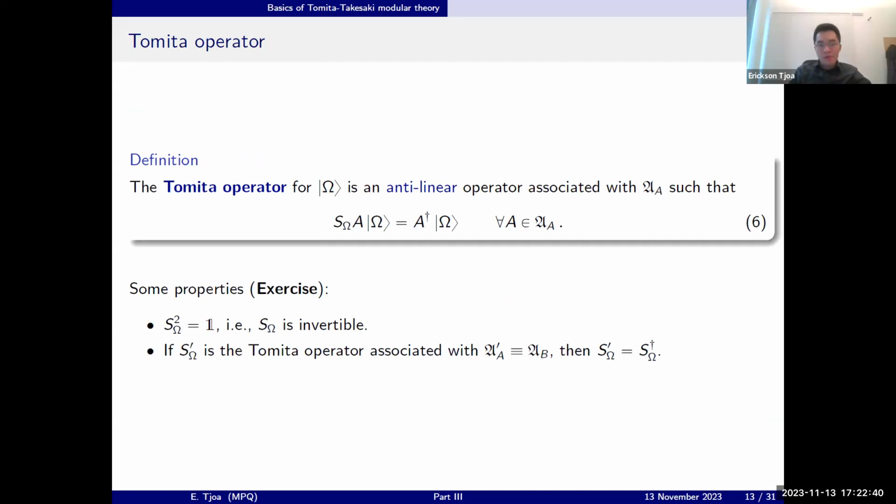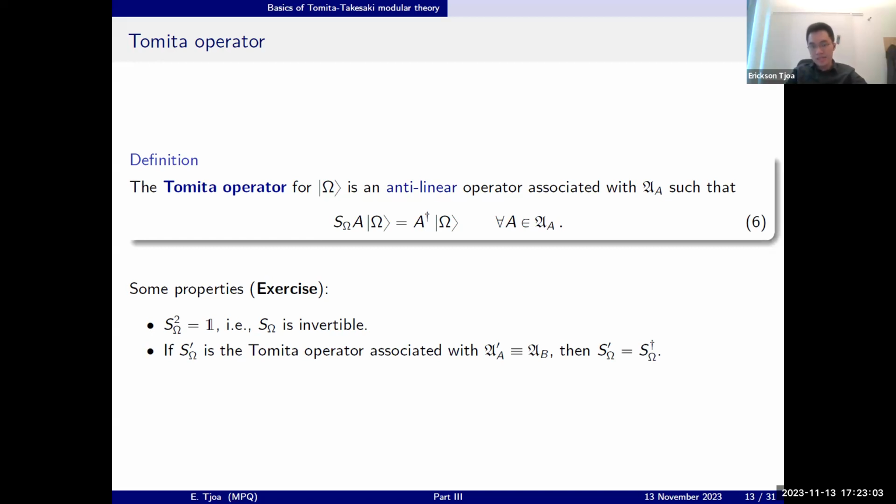And in modular theory, there are several operators. Actually, there are three of them that are important. The first one is the Tomita operator. It is an anti-linear operator associated with an algebra such that it sends an operator to its Hermitian conjugate. Okay, it might sound like a weird thing, but it does this, and it has some nice properties that I'll leave to you as an exercise.